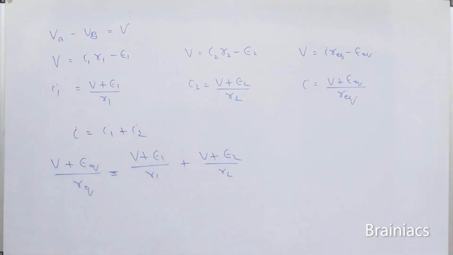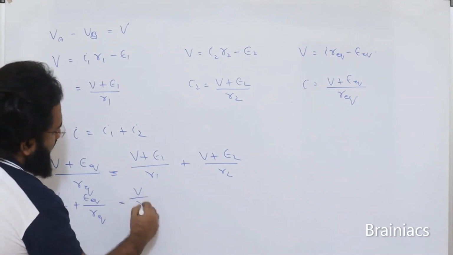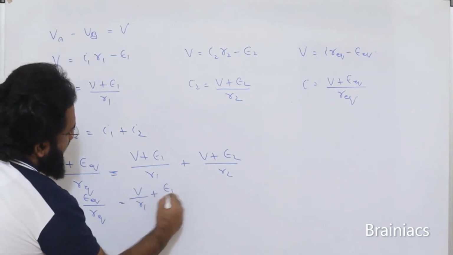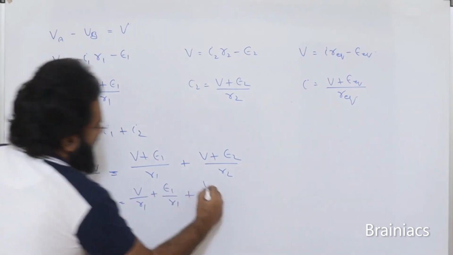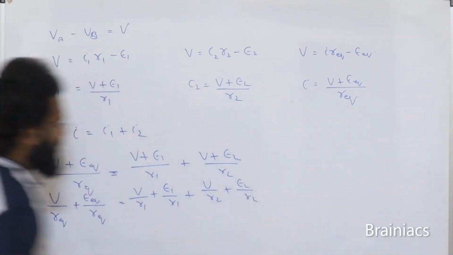V plus E1 by R1 plus V minus V plus E2 divided by R2. Now can we write in this form? V by R equivalent plus E by R equivalent is equal to V by R1 plus E1 by R1 plus V by R2 plus E2 by R2. Copy this.